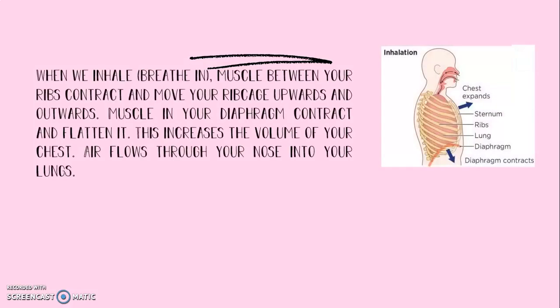Next, I'll explain about inhalation and exhalation. When we inhale, or breathe in, muscles between your ribs contract and move your rib cage upwards and outwards. Muscles in your diaphragm contract and flatten it. This increases the volume of the chest. Air flows through your nose into your lungs.